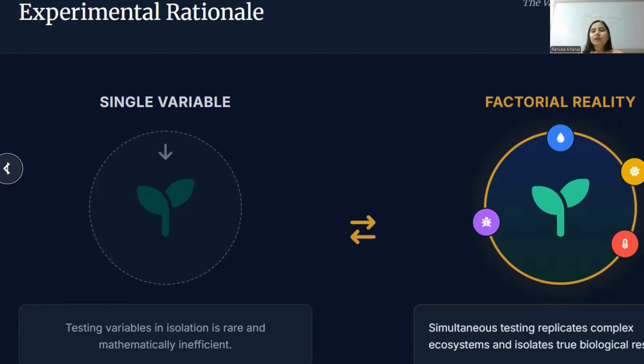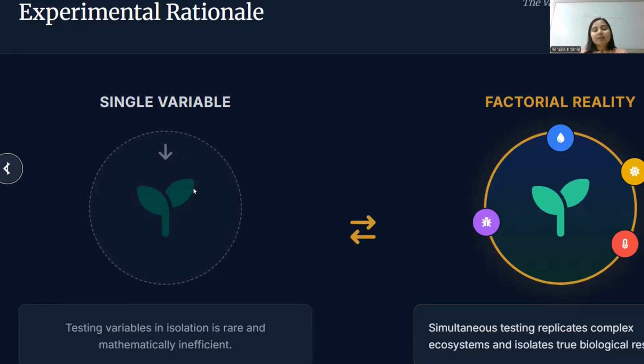Hello everyone, today we are going to master factorial completely randomized design, also known as Factorial CRD. Before starting this topic, I would like to ask this. In a real agricultural field, does a plant ever just receive one variable at a time? Of course not. Plants receive changing levels of temperature, moisture, humidity, nutrient level, and so on.